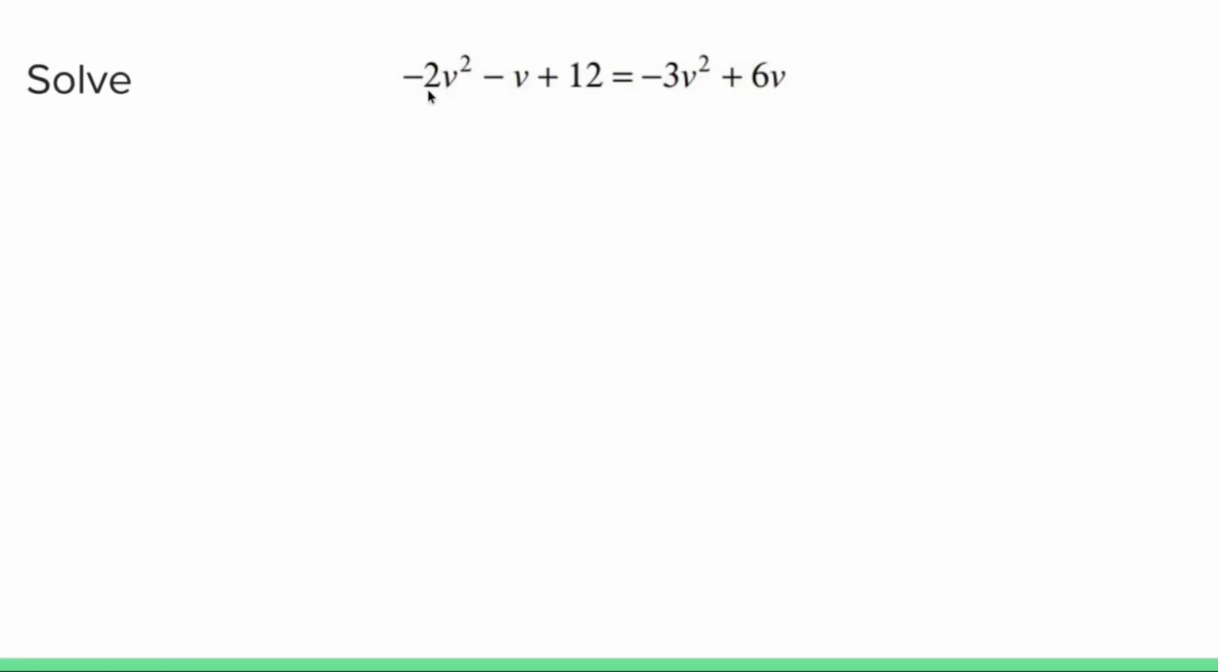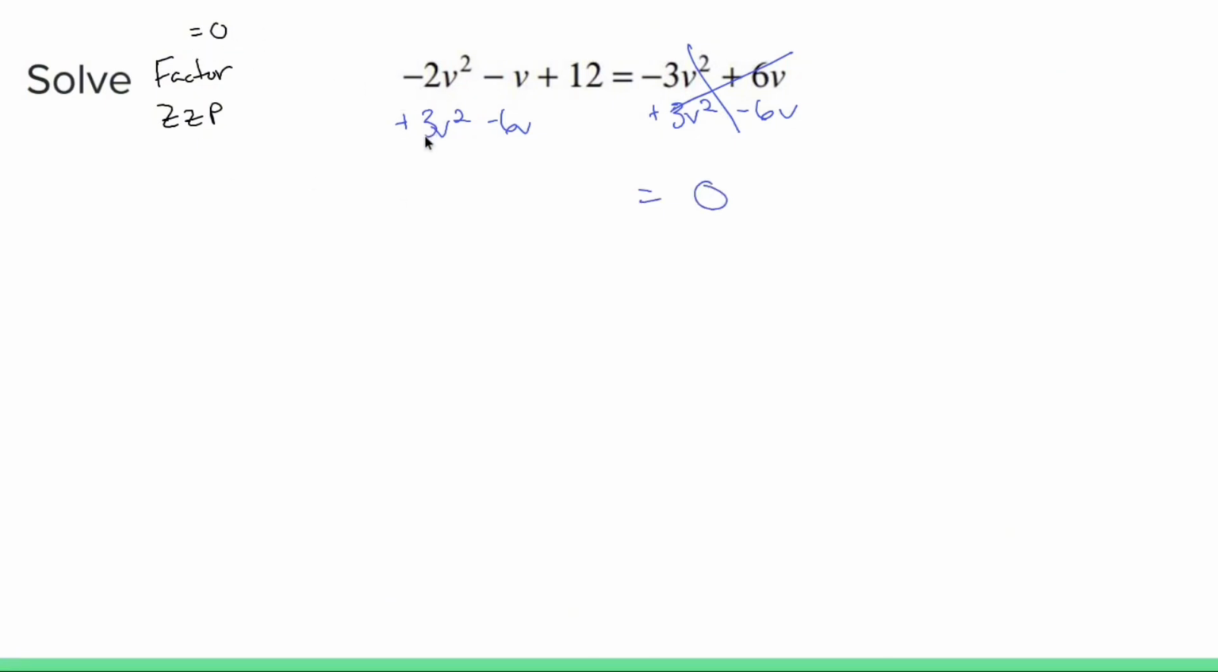Solve, holy cow, −2v² − v + 12 = −3v² + 6v. Well, when I see a quadratic, and yes, this is a quadratic equation, and I'm asked to solve, I'm thinking a couple things. First off, I want to set everything equal to 0. Once I do that, I want to factor things out. And once I factor things out, I want to use the zero product property. So let's get everything equal to 0 first. Let's move everything from the right to the left. Add 3v² to both sides. While I'm at it, let's subtract 6v. That gets rid of everything on the right and gives us the 0 that we want.